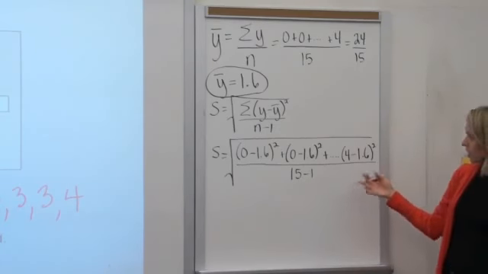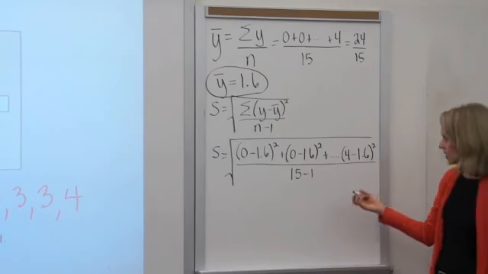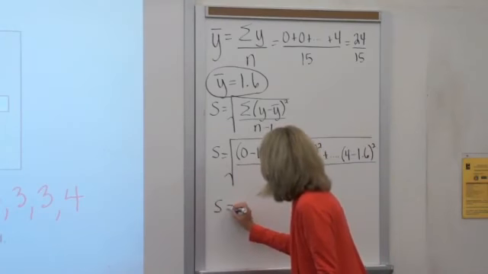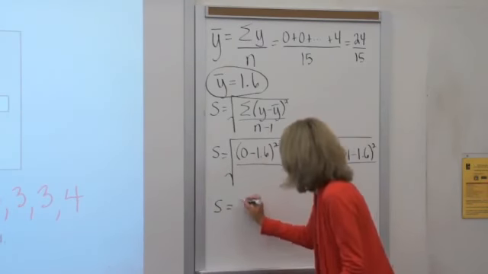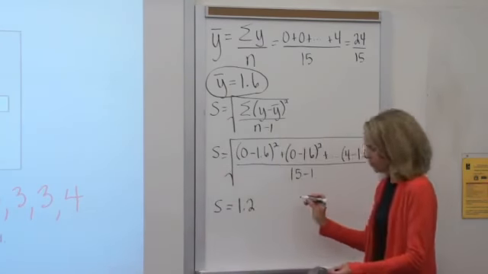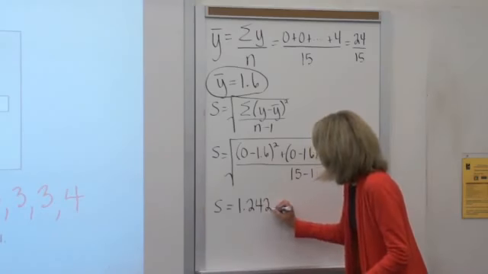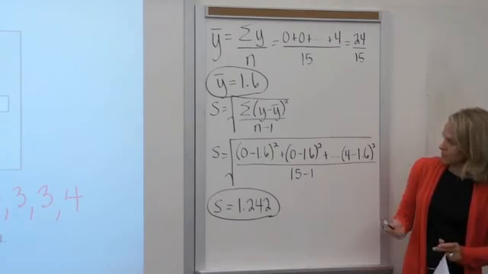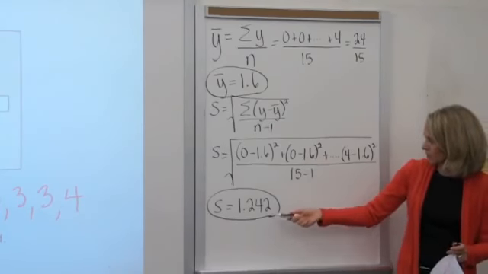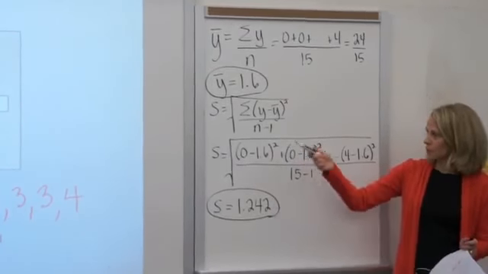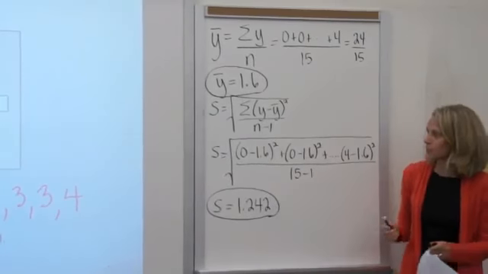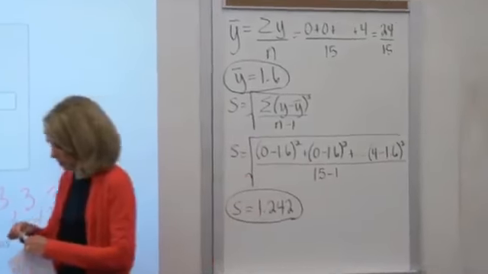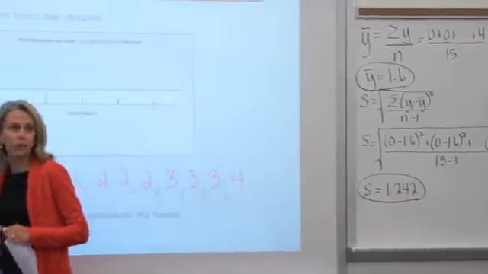Our sample size was 15, so we'd be dividing by 15 minus 1, or 14. If you go ahead and do that calculation, that's just something you put in your calculator. We would find that the sample standard deviation is approximately 1.242. And so now I'm going to return to the center board here, and we're going to compare that with our dot plot and see if we can visually understand the meaning of that standard deviation value.